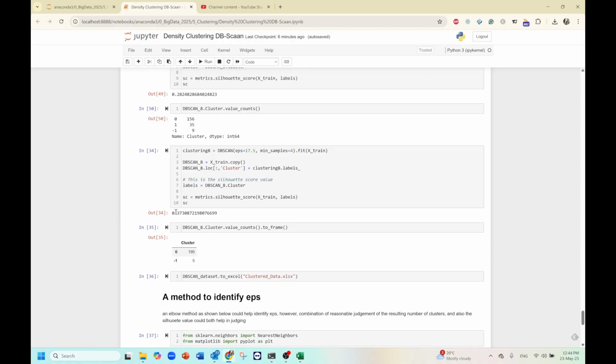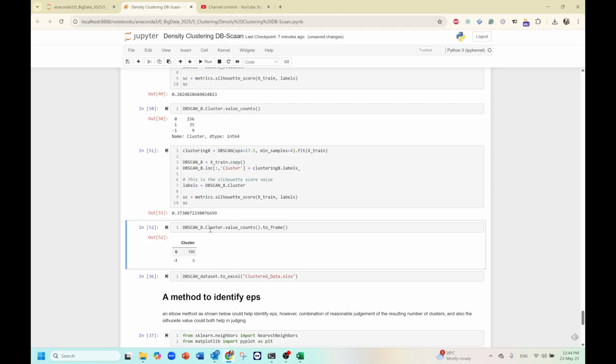It's lower than our score. Look at this guy. This is 17.5. It's the highest score. Ta-da! But look how many clusters it has. It has only one cluster, 195, and only 5 are outliers.